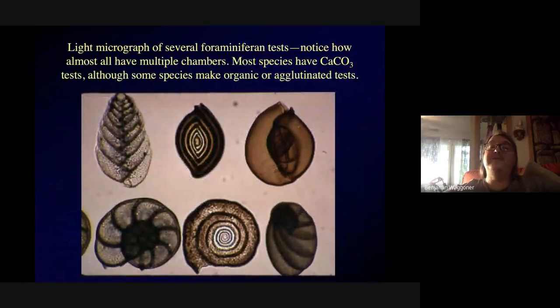And foram tests can take on a lot of diverse shapes. There's some where the test is just one chamber, but most of them have many chambers. And sometimes the chambers make a spiral shape that superficially looks like a snail, although it's not. They can take on various other shapes like that. Most species, it's calcium carbonate. There's some that make organic tests. And again, if you feel like you've got nothing better to do, you should have a prepared slide of forams and one of rads that you can look at with the microscope that you should have by now.